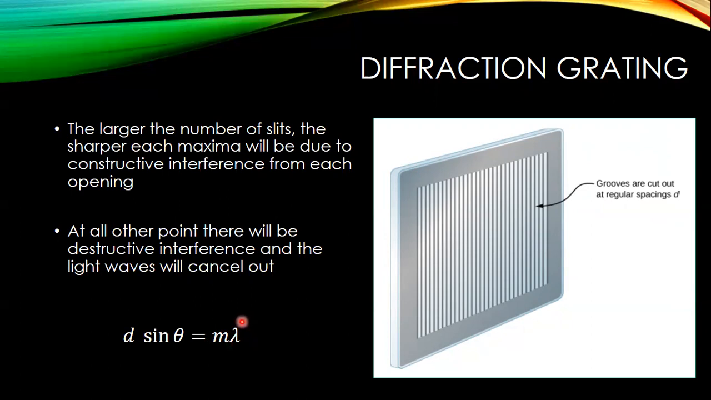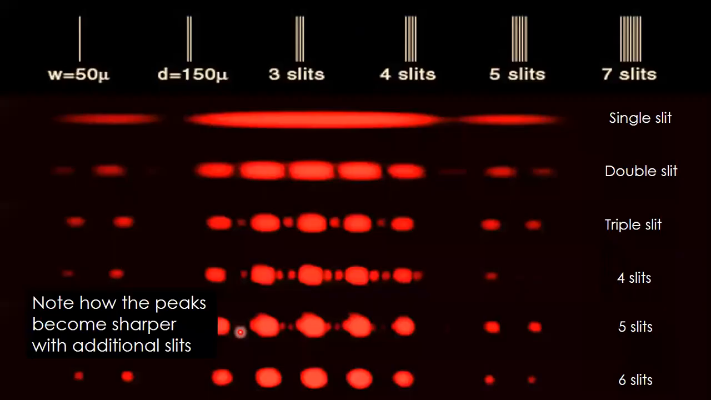So what we see here is that for different wavelengths of light, our constructive interference occurs at different angles. If we know the angle at which the light is diffracted, and we know the distance between the slits, we can calculate the wavelength of the light at that particular angle.